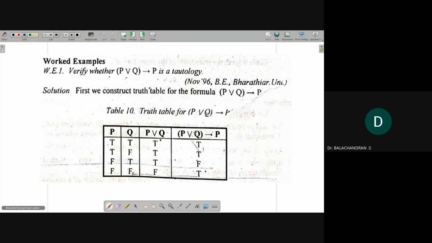This is a conditional statement, P or Q implies P. That means you are going from here to here. So it is false only if this is true and this is false. For all remaining cases, it is true. This is not a tautology. This is not a contradiction. And hence it is a contingency.